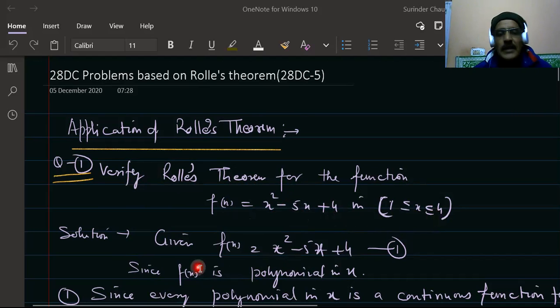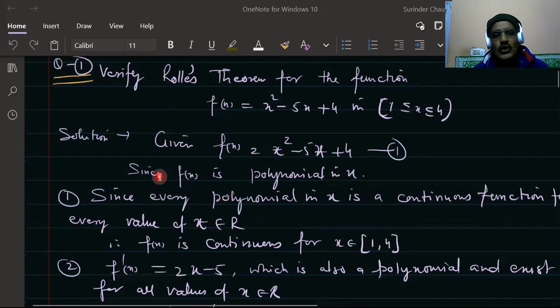Given f(x) = x² - 5x + 4. This is a quadratic polynomial, meaning it is a polynomial function. The domain of this function will be all real numbers. We want to discuss it in the closed interval [1, 4]. Since this function is defined for all values of x, it will be defined in the closed interval [1, 4], a subset of the set of real numbers. Since f is a polynomial, it is well defined in this closed interval.